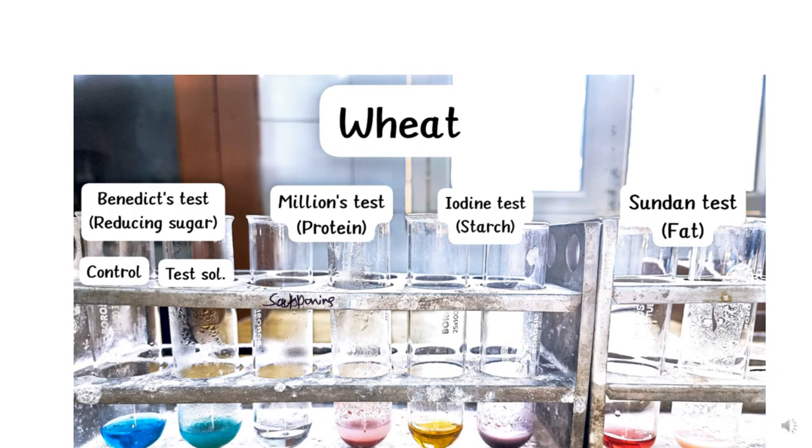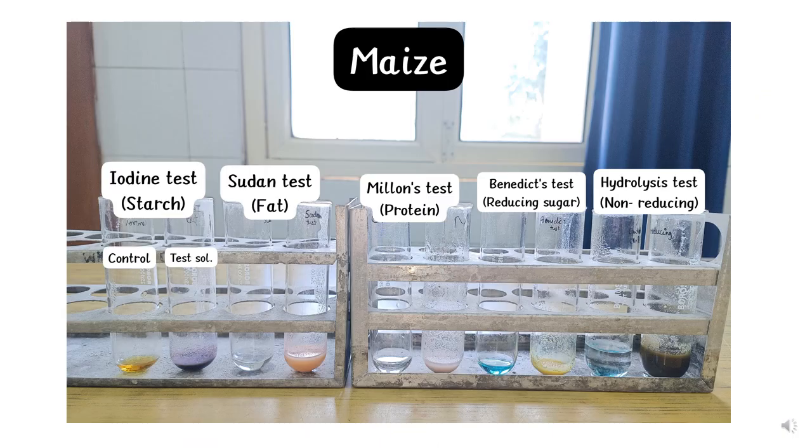Here you can see all the tests in wheat: the first is Benedict's test, the second is Benedict's test for reducing sugar, Millon's test for proteins, iodine test for starch, and Sudan test for fat. You can see how the test solution is compared with the control solution. And these are the tests for maize. You can see blue color in starch. Then you have different colors for Benedict's hydrolysis test for non-reducing sugar in maize.